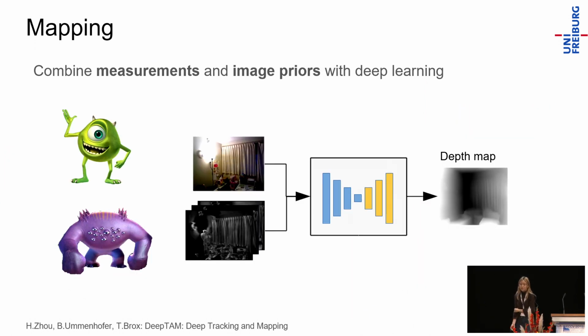Of course, we want to use the measurements from multiple images because we want it to generalize well. On the other hand, we also want to exploit the image prior in the single image. To this end, we use an encoder-decoder network that uses the keyframe image and also the measurements from multiple images as input and outputs a depth map for the keyframe.